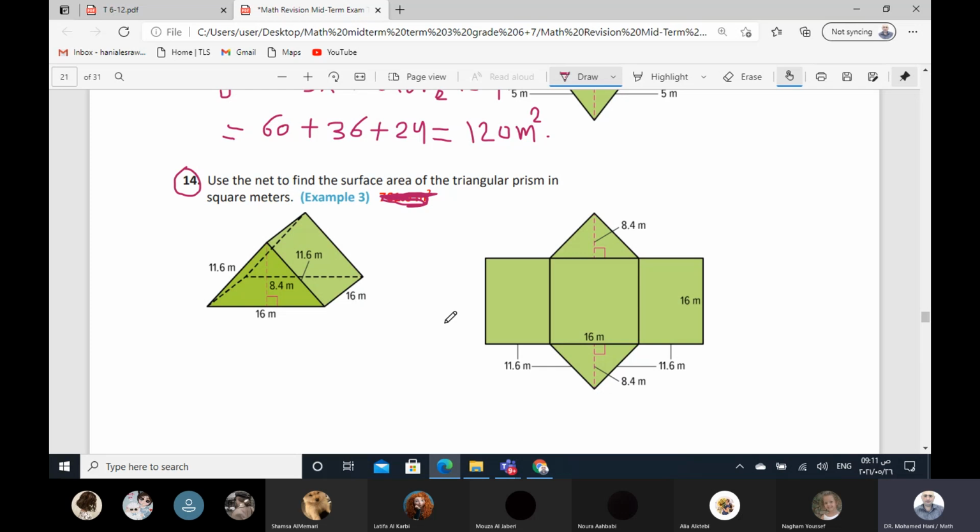Shamsa, what is your answer? Rawda, what is your answer? Latifa, Hajar, what is your answer? Noura, where are you girls? Work with us, please. Yes, Mr., I'm hearing you.